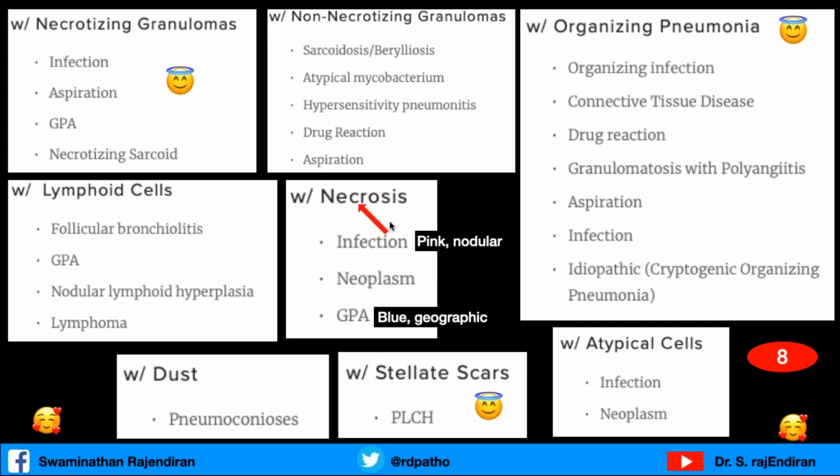In the necrosis, I want to get your focus on this concept. Necrosis can be seen with infection or in the lung with granulomatosis with polyangiitis. In infection, the necrosis will be pink and nodular, whereas in granulomatosis with polyangiitis, the necrosis will be blue in color and it will be geographic, with a very irregular outline.